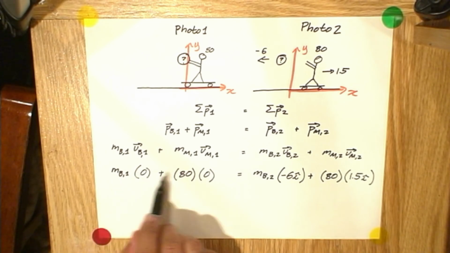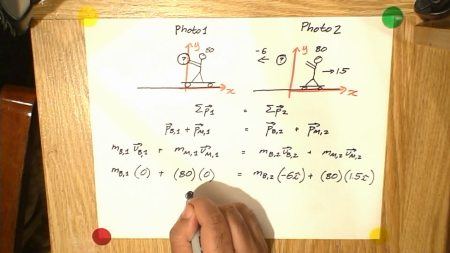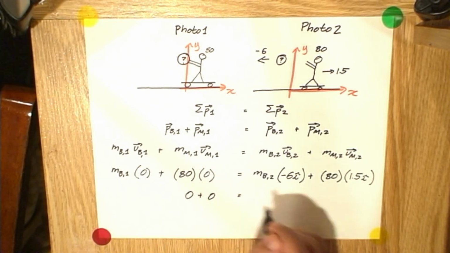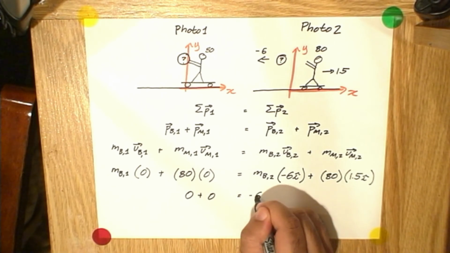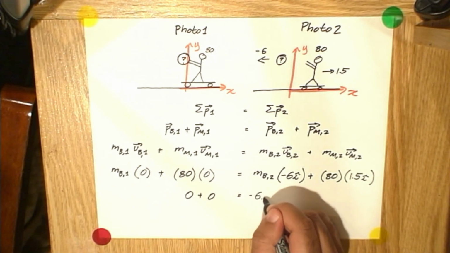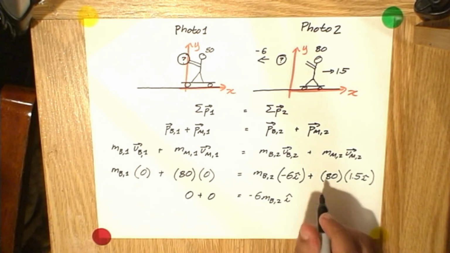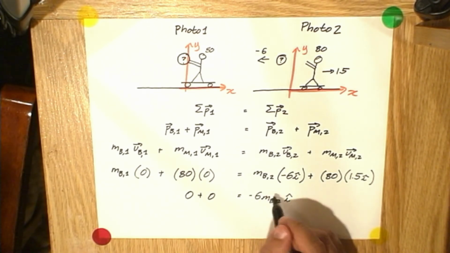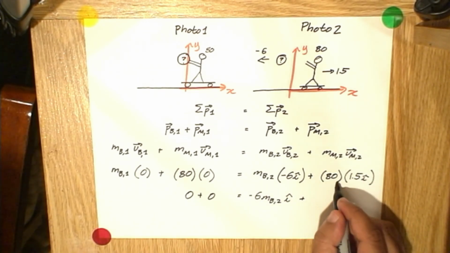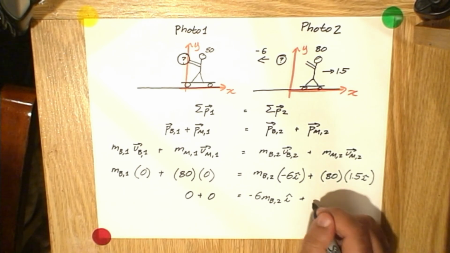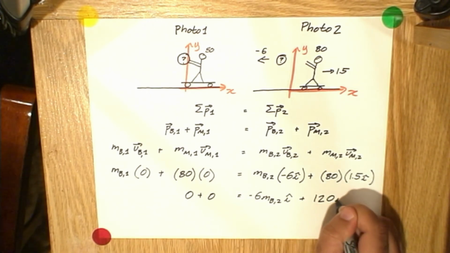So this entire left side is going to work out to 0 plus 0, and that's all equal to -6 times the mass of the ball in photo 2 times i hat, plus 80 times 1.5 gives us 120 i hat.